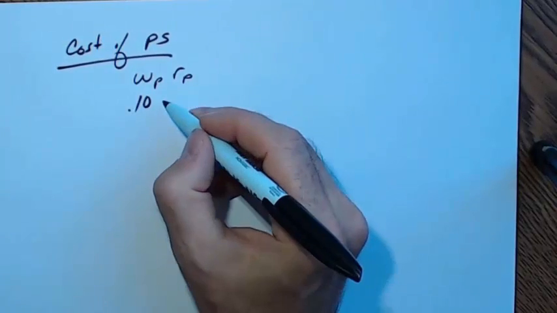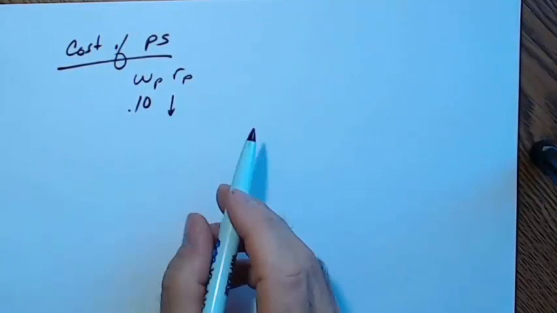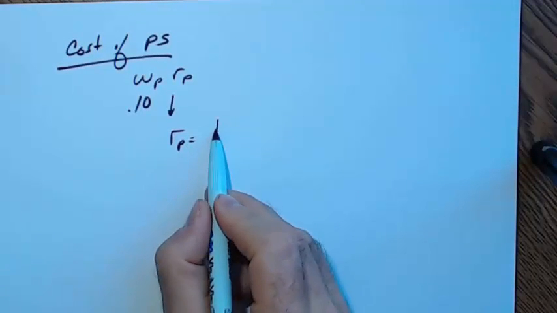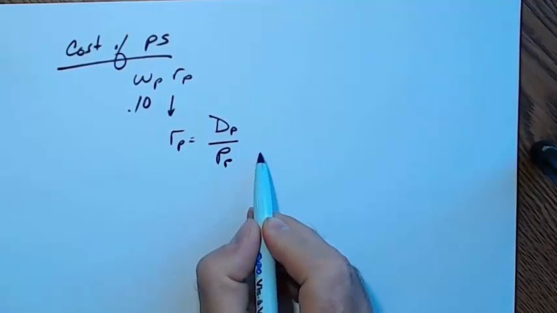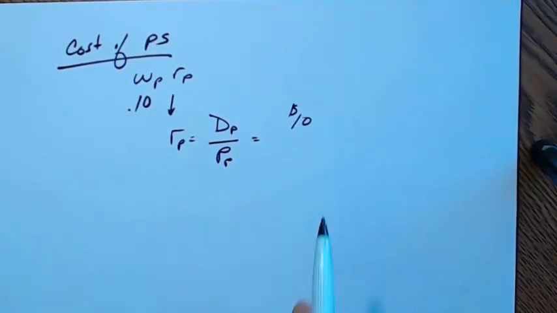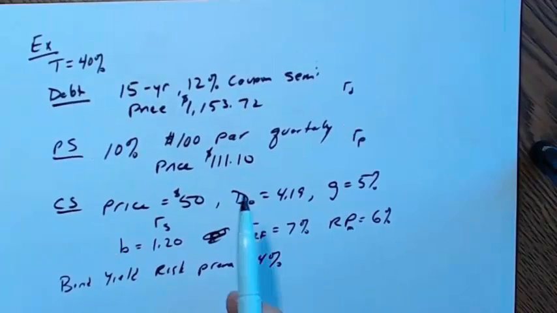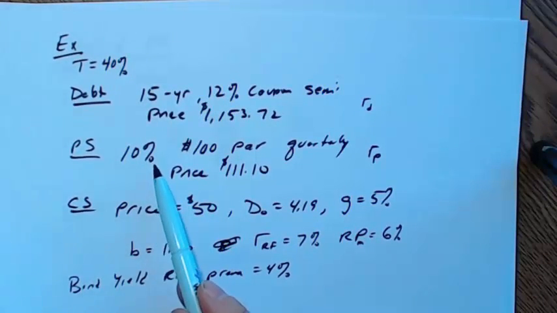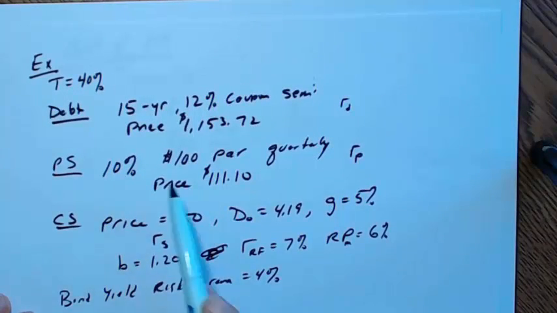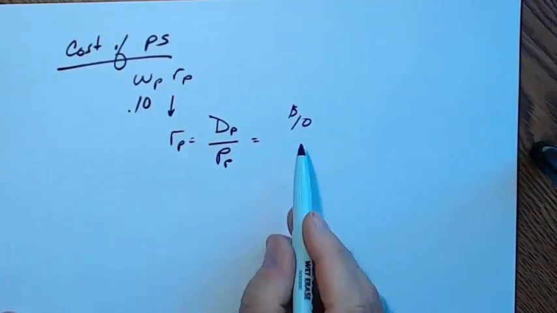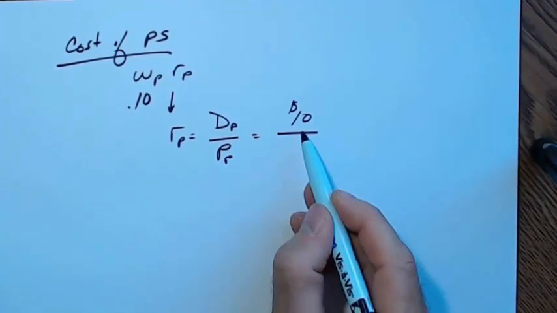Now we have to figure out RP, and we did that last chapter where we valued preferred stock. RP, recall, equals the dividend for preferred stock on an annual basis divided by the price of preferred stock. Preferred stock has a 10% dividend based on a par value of 100. That's 10% of 100, which is $10. That's the dividend on an annual basis. I mean, it pays quarterly, $2.50 a quarter, but annually it's 10.